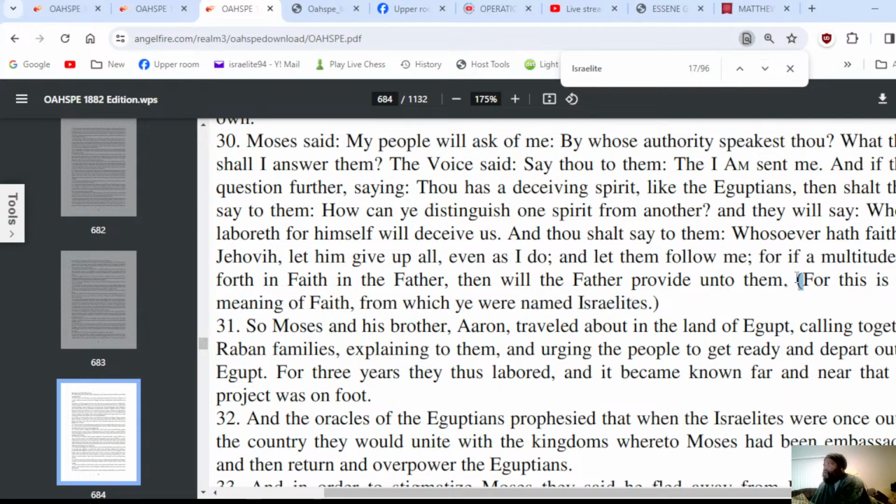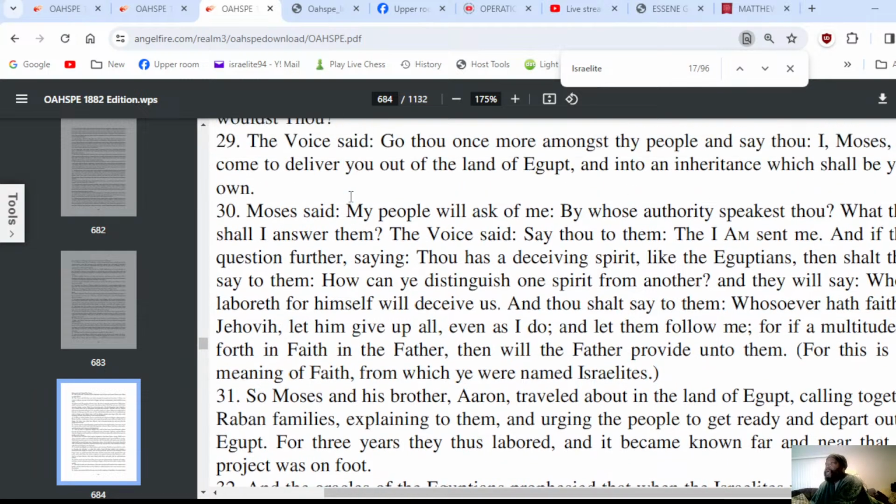It says, "For this is the meaning of faith from which ye were named Israelites." Okay, do we have something here? "And thou shalt say to them, whosoever hath faith in Jehovah, let him give up all, even as I do, and let them follow me. For if a multitude go forth in faith in the Father, then will the Father provide unto them. For this is the meaning of faith from which you were named Israelites." Okay, we got a little something here. Let's go up and get a little context.